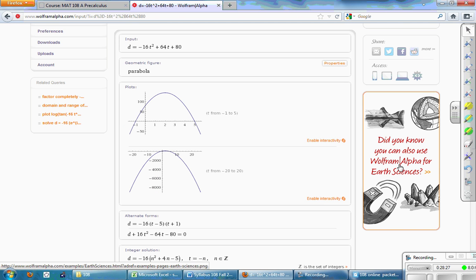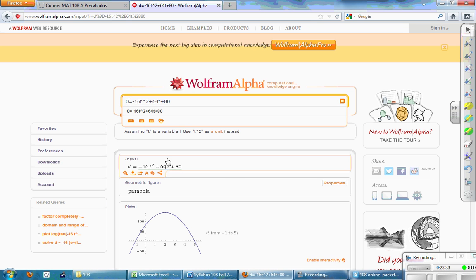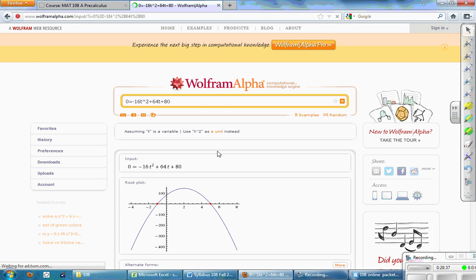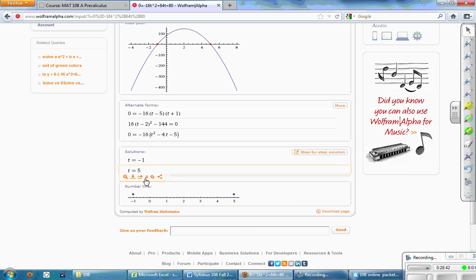Other thing to do is if we wanted to just say, okay, I want to know what you get when you solve 0 equals that thing. So we knew we were going to get t equals 5 and t equals -1, but what if we didn't know that going into it? You can see, come down here, it just tells you what the solutions are. So a really nice resource, wolframalpha.com.